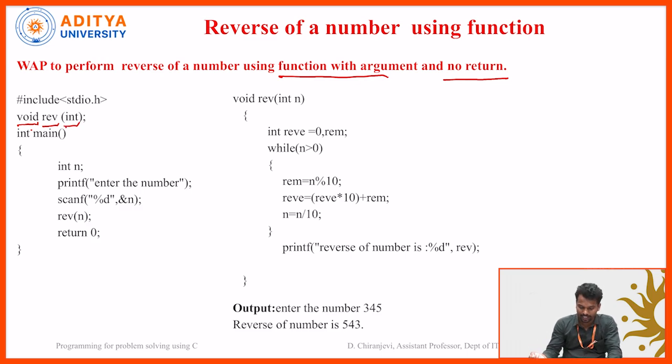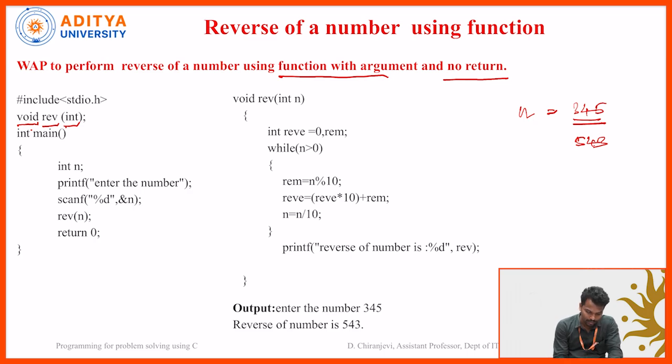So we are performing reverse of a number. Let's say a number n, I have taken here 345, so only one number I have passed. That's why I have given only one argument. This number I want to reverse. If I reverse, I will get 543. So I have passed one argument.